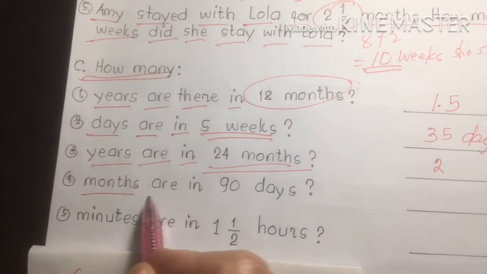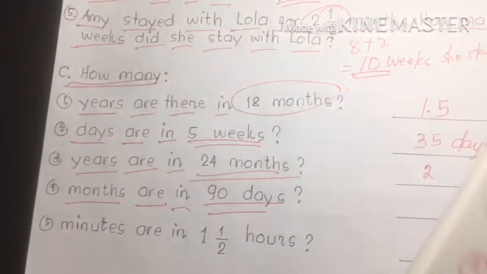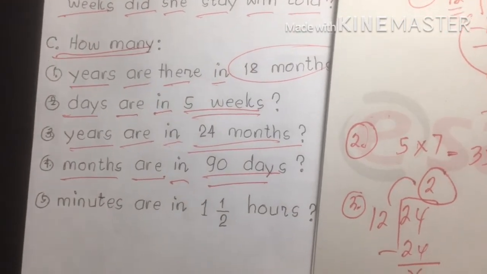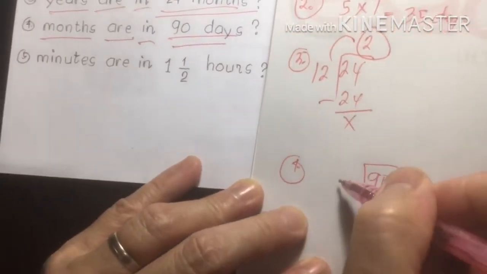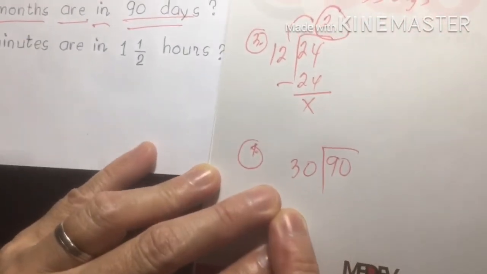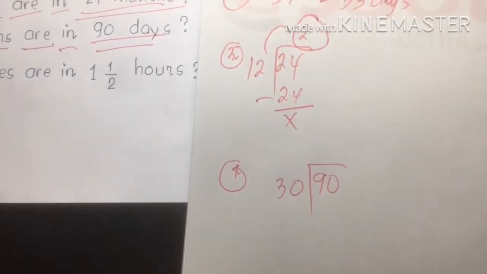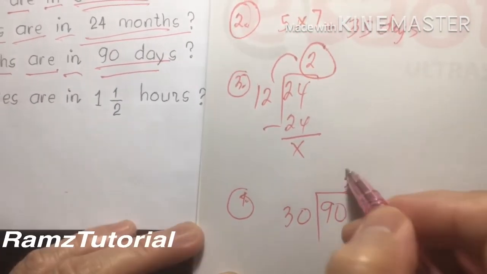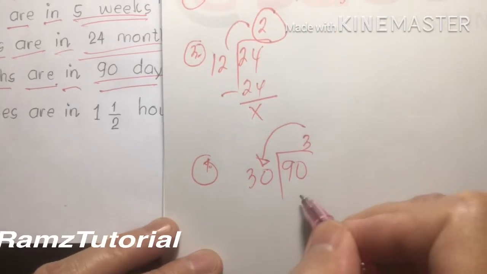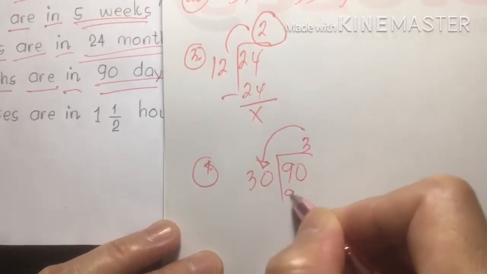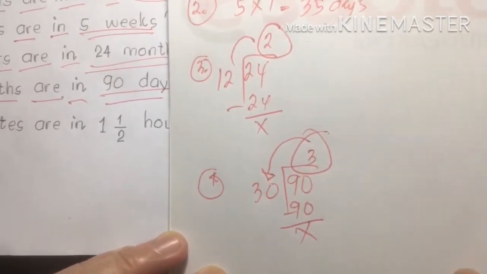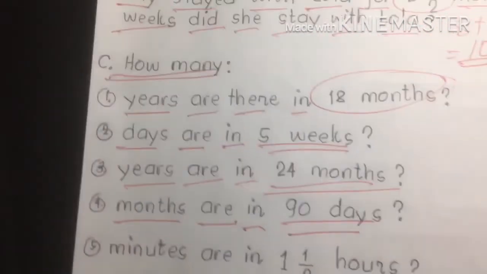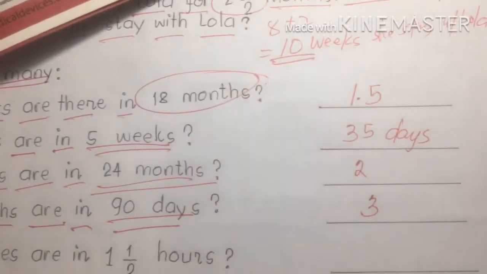4. How many months are in 90 days? So I'm going to show you also for number 4. 90 days divided by... you know what's 30 days? That's equivalent to 1 month. So in our case, we have 3 months. 3 times 0 is 0. So that's 90. So subtract. So in our case, the answer is equivalent to 3 months.